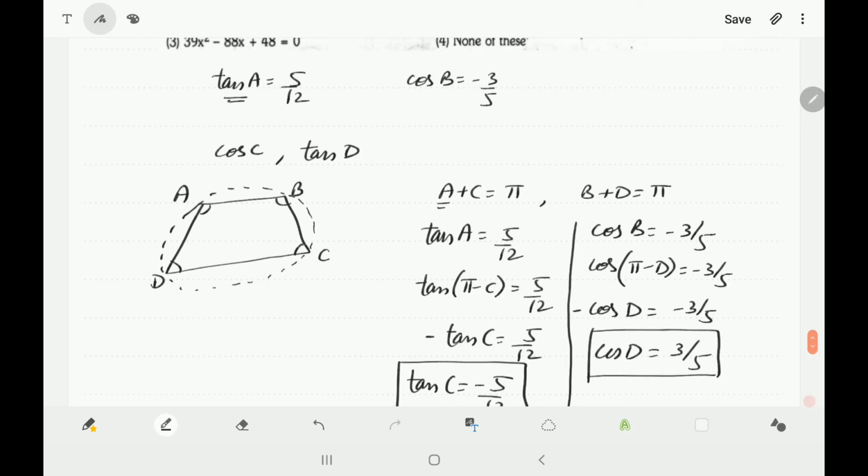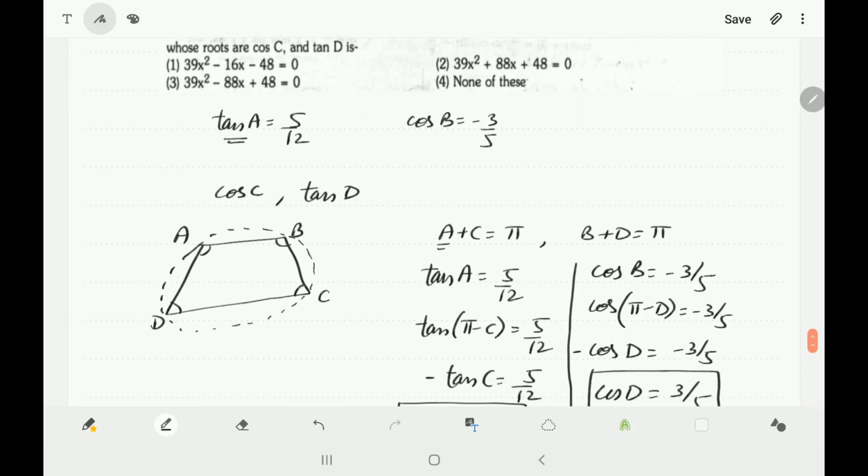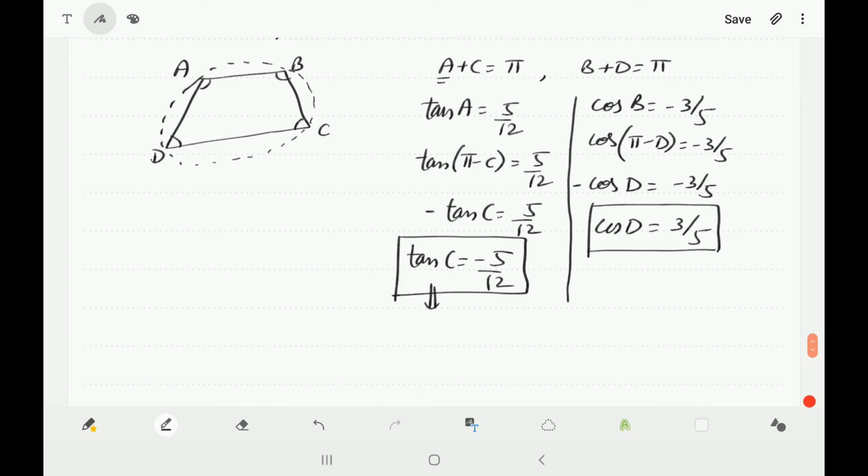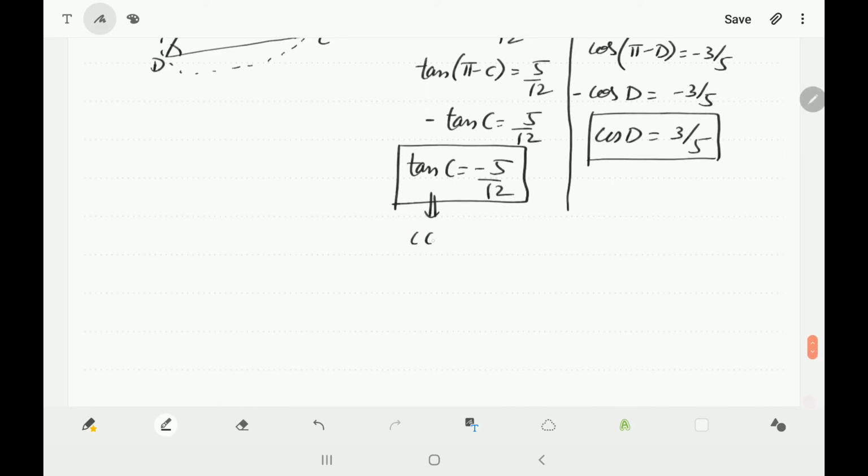Okay, now we have to find the value of cos C and tan D. From here it is obvious that C will be in the second quadrant, because C can lie between 0 to pi, meaning angle C can have a value from 0 to 180 degrees, because it is inside a circle, either in the major arc or in the minor arc. So we are clear that C will lie from pi by 2 to pi, because tan is negative in the second quadrant.